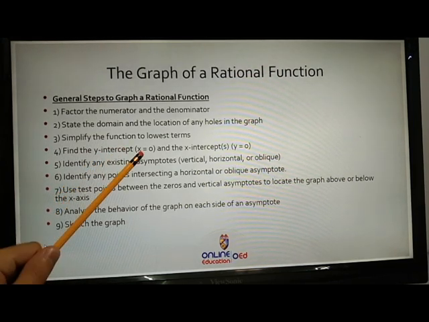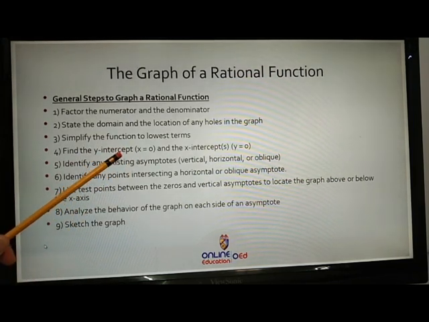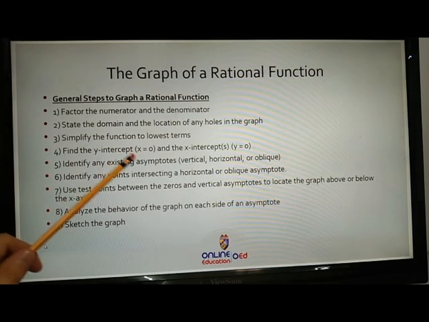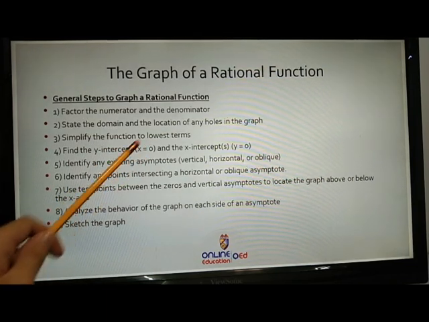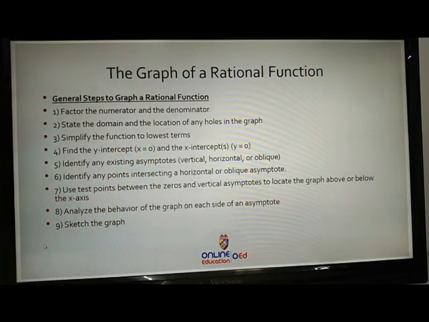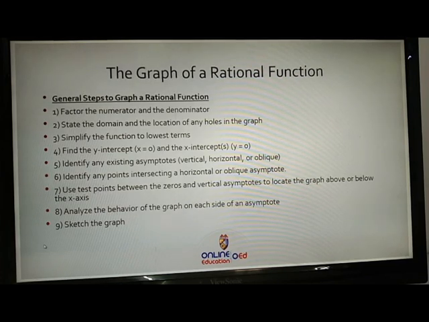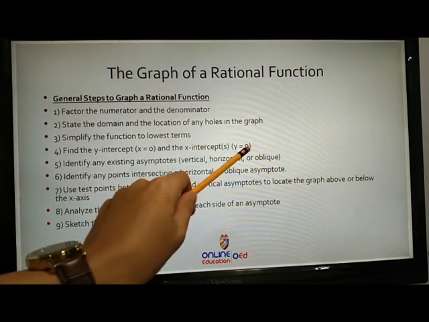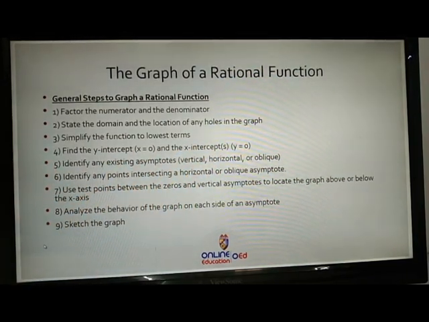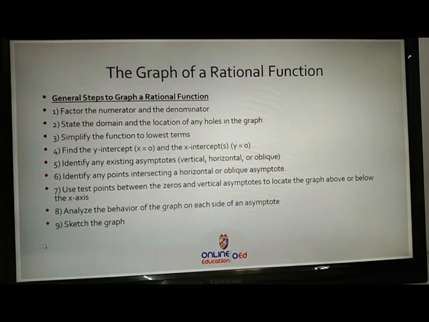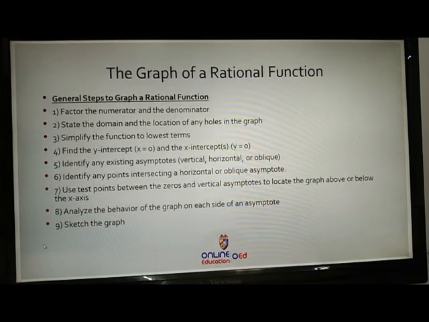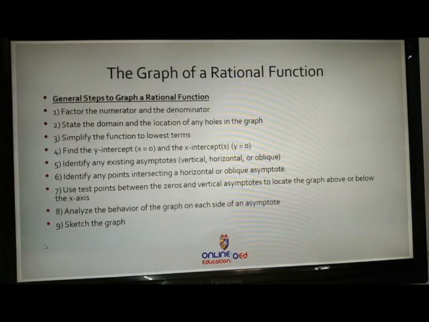Find the y-intercept, x is equal to 0. Okay? In order for us to be able to find the y-intercept, equate mo lang sa 0 yung x. And then to find the values of the x-intercept, i-zero mo lang yung y. So that's it. Identify any existing asymptotes, vertical, horizontal, or oblique. And then identify any points intersecting a horizontal or oblique asymptote.